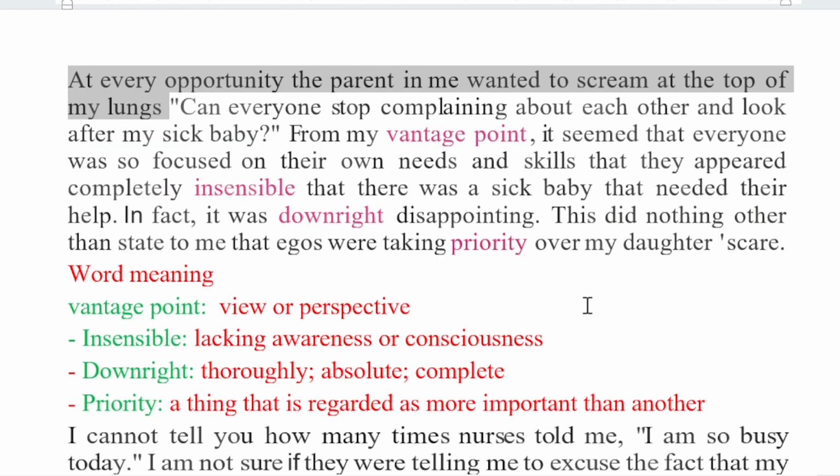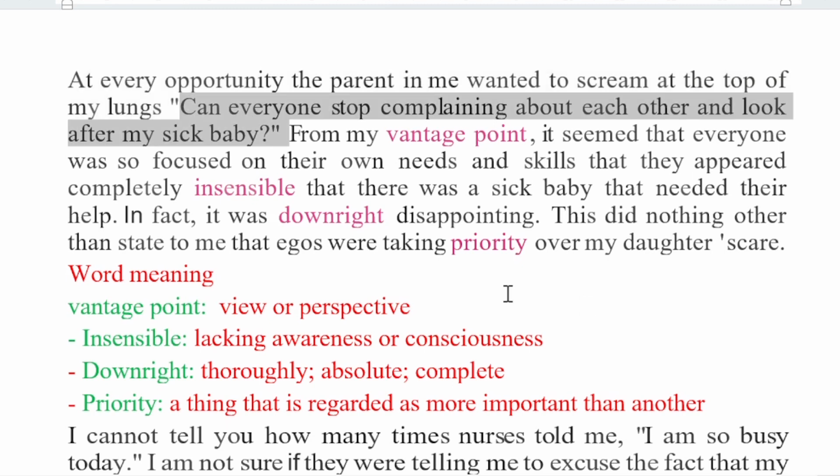Now let's talk about another paragraph. At every opportunity, the patient in me wanted to scream at the top of my lungs. Here the speaker, who is also a parent, felt a strong desire to shout very loudly whenever she had a chance. Can everyone stop complaining about each other and look after my sick baby?